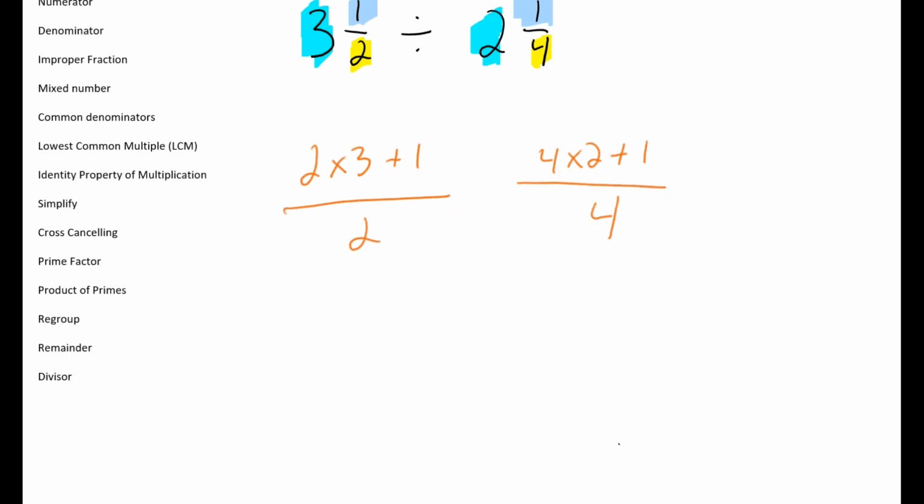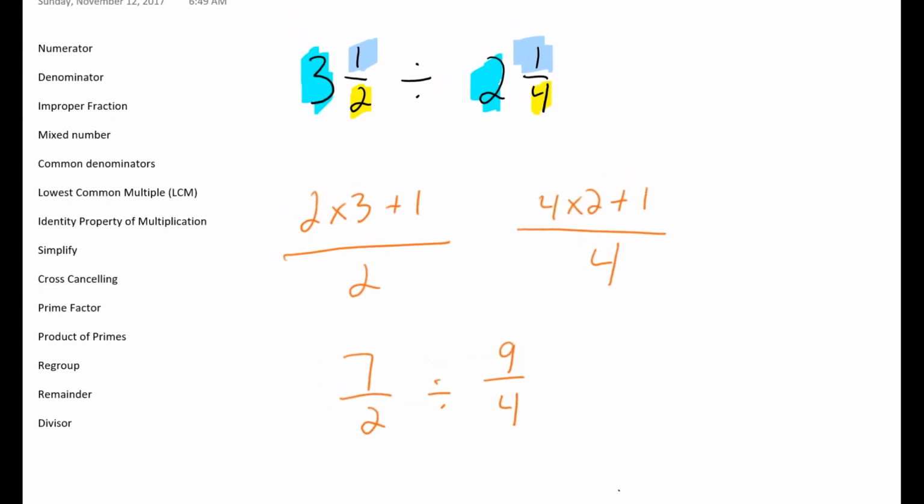Okay, so let's take a look at that. 2 times 3 is 6, plus 1 is 7. So 7/2 divided by 4 times 2 is 8, plus 1 is 9/4. Basically I just took these numbers and turned them into improper fractions, so I don't have mixed numbers anymore. I have 7/2 divided by 9/4.